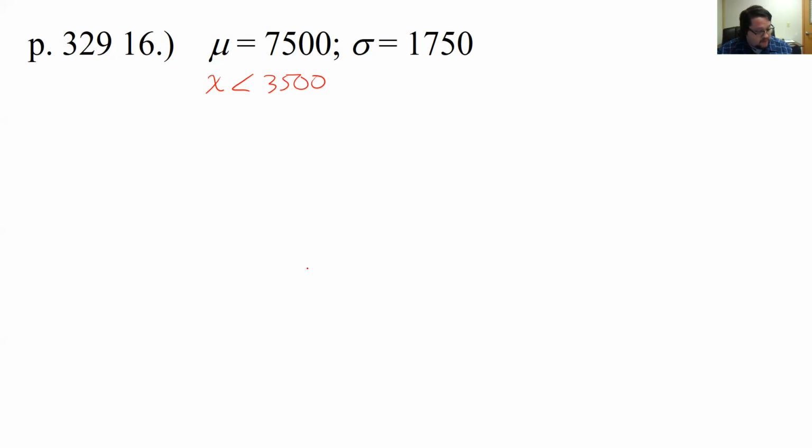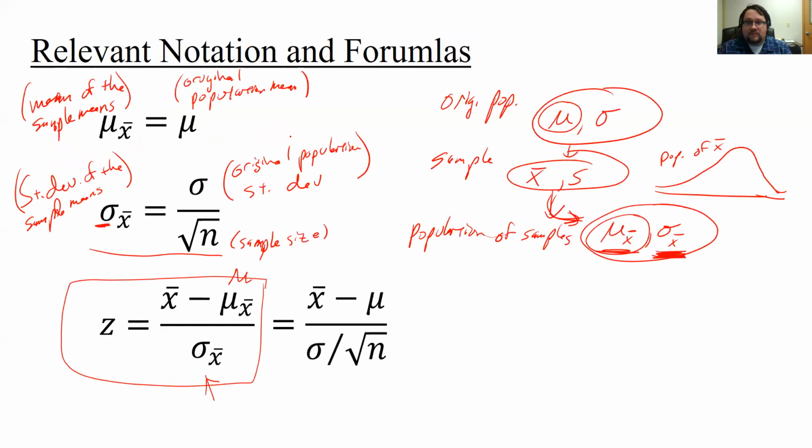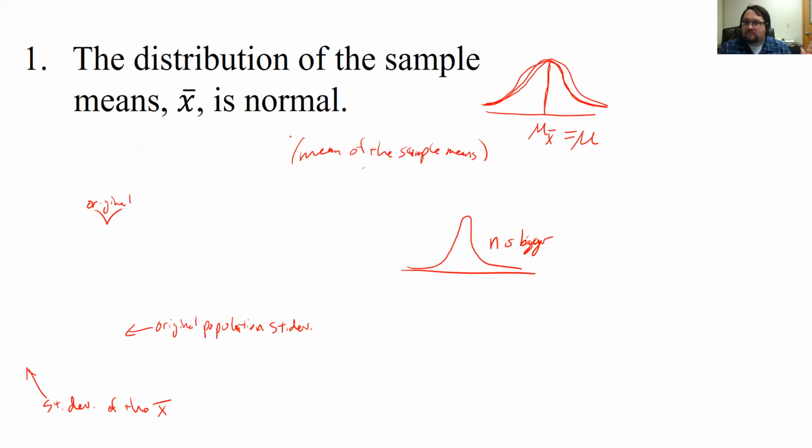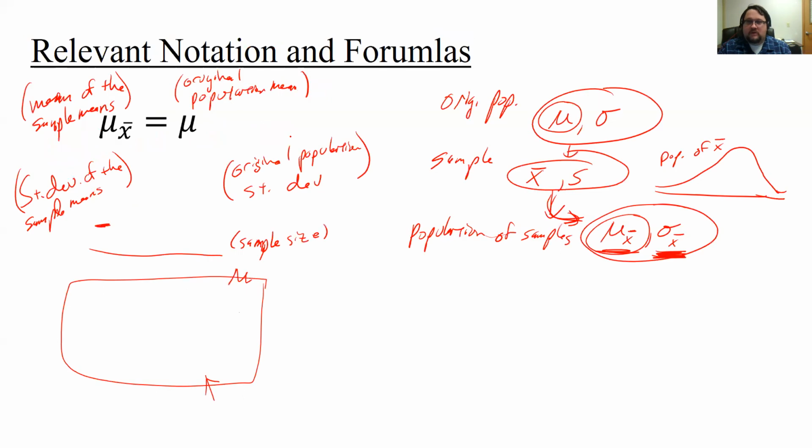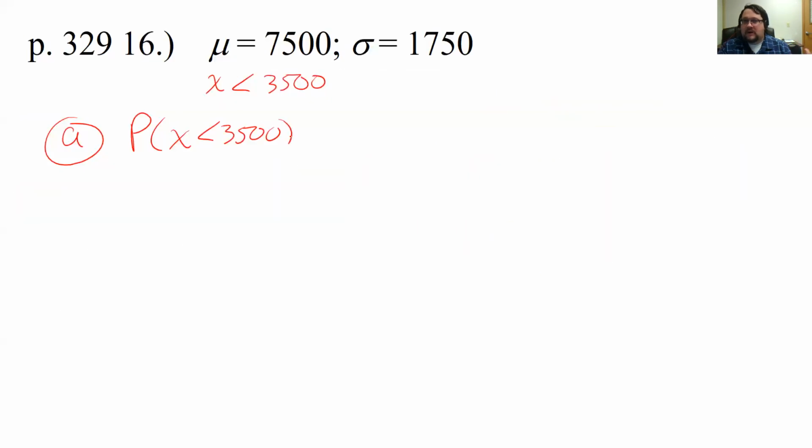Okay, so we're going to calculate some things here. In part A, what is the probability that on a single test, X is less than 3,500? Now, understand what's going on here. Single test. This doesn't have anything to do with population means. So all this stuff we've talked about so far is not relevant, not yet. This is old. This is stuff we've been doing in the last part.